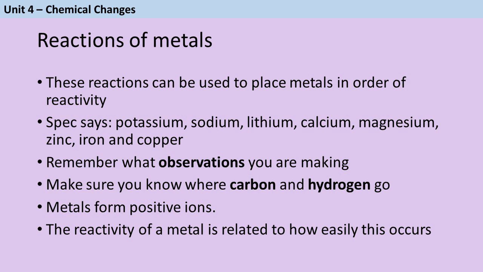Metals are defined as elements that make positive ions. So the reactivity of a metal is related to how easily it makes those ions. If you have an element from group 1 that only needs to lose a single electron to become a positive ion, that's very, very easy to do, and that's what makes the group 1 metals so reactive. Also, the further you go down a group, the easier it is for it to lose that outer shell electron, and therefore the further down the group you go, the more reactive the metals get.